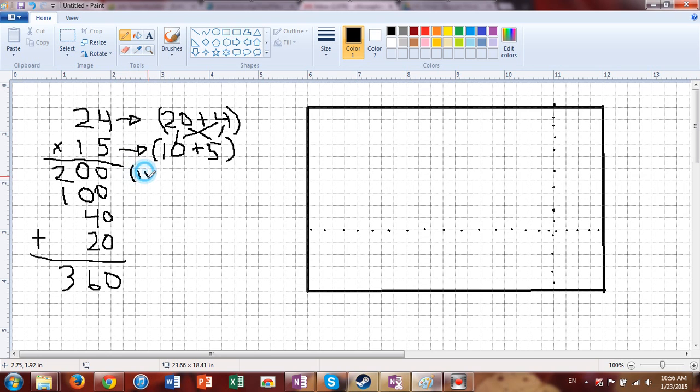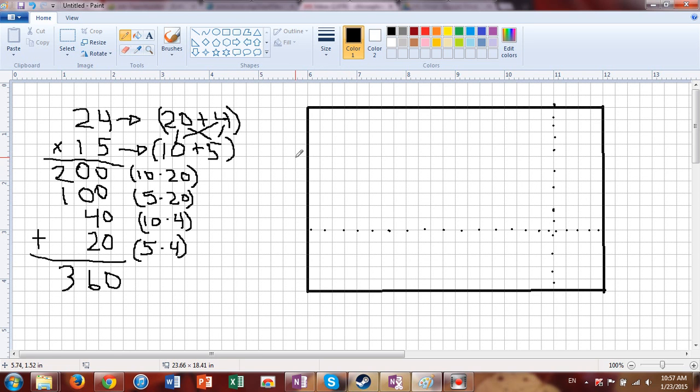I can come over here and write these over here just to show you exactly what we just multiplied. This is the 10 times the 20, and then this would be the 5 times the 20, and then of course we multiplied the 10 and the 4, which was 40, and then the 5 and the 4. I realize I've said these backwards, so I'm just going to stay consistent with that. And there we have it.